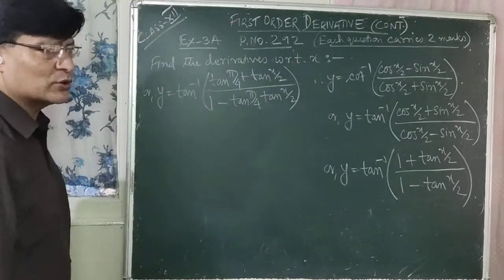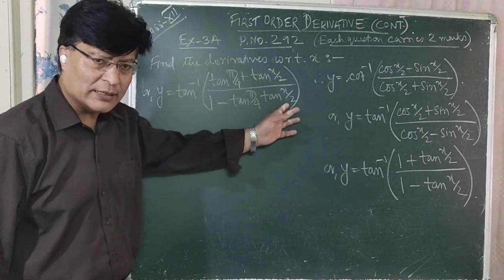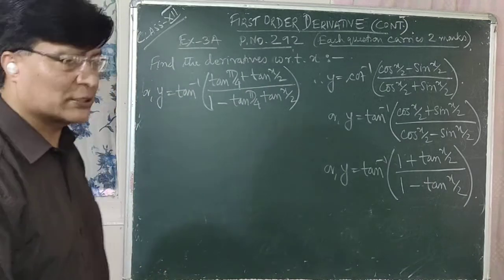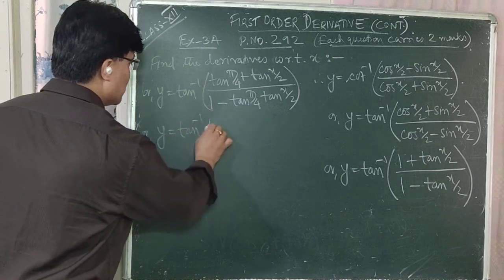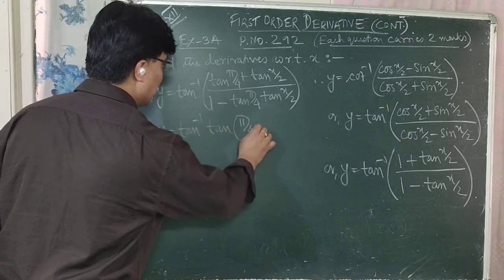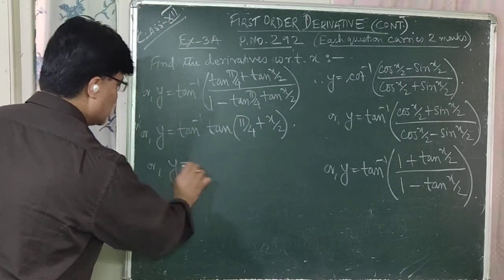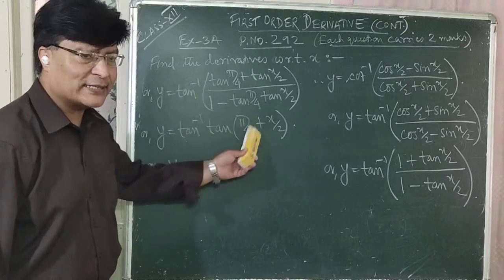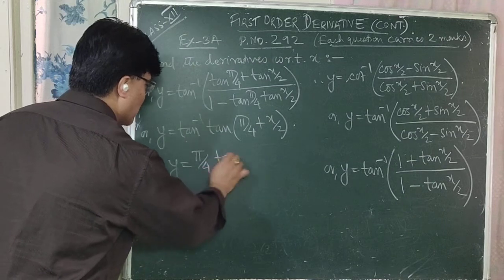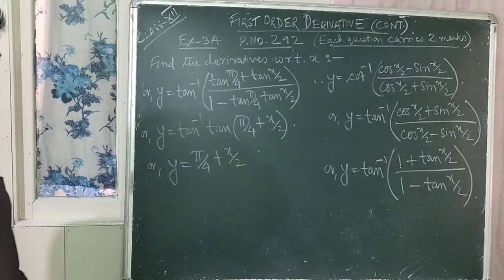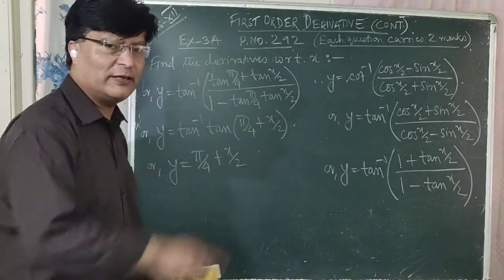So the bracket is closed. Now which formula is here? Tan a plus tan b divided by 1 minus tan a tan b. Here a is pi by 4 and b is x by 2. So y is equal to tan inverse of tan of a plus b, that is pi by 4 plus x by 2, right? So y is equal to, what is tan inverse tan x? It is only x, but here you can write pi by 4 plus x by 2. Now you can easily differentiate it. So this is the simplified form of the given expression.